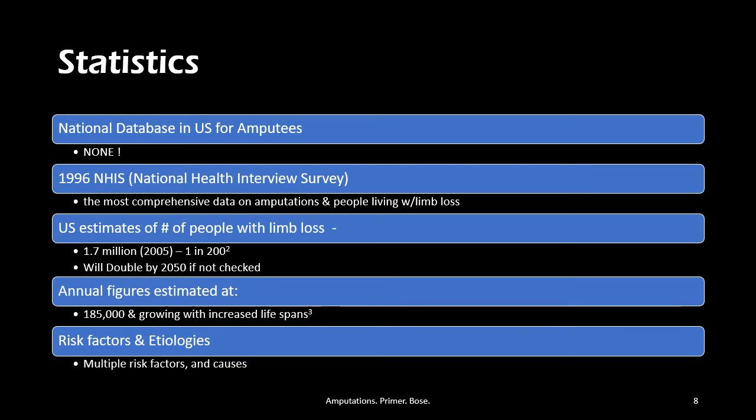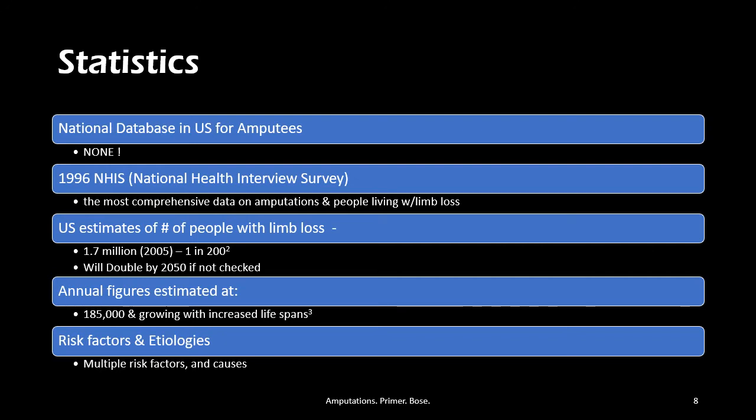That is almost about 1 in 200 people. And the numbers will double by 2050 if the causes of amputations are not adequately controlled. The annual figures of amputations is estimated at 185,000 per annum and growing with increased lifespans. That means people with amputations are living longer.